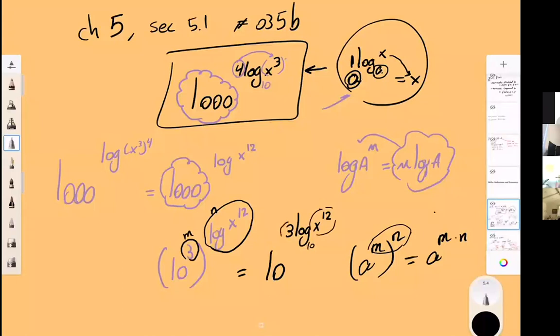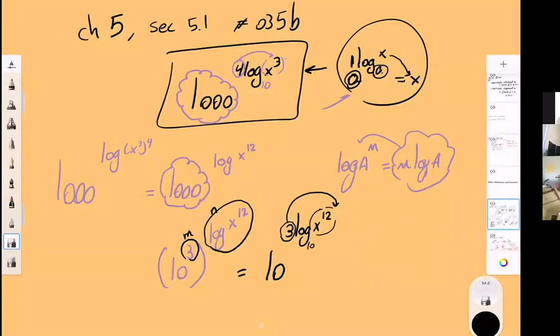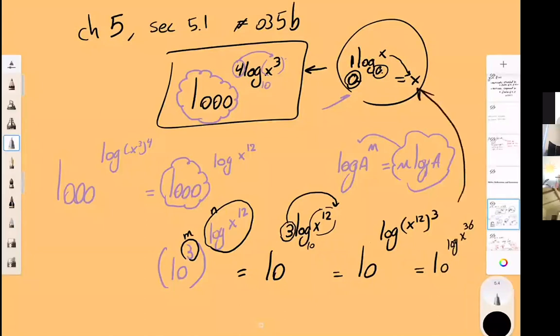How do we get rid of it? We put it on the exponent here. So this will be 10 log x to the power of 12 to the power of 3, which gives us 10 log x to the power of 36. So now we can apply this formula. This is 10, this is 10. The answer will be x to the power of 36.